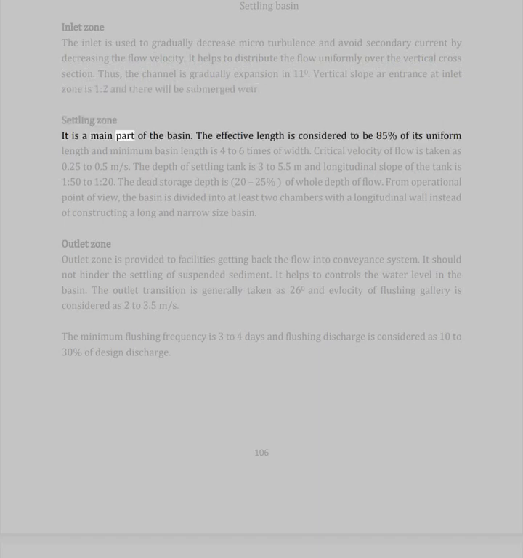Settling zone. It is the main part of the basin. The effective length is considered to be 85% of its uniform length and the minimum basin length is 4 to 6 times the width. Critical velocity of flow is taken as 0.25 to 0.5 meters per second. The depth of the settling tank is 3 to 5.5 m and the longitudinal slope of the tank is 1:50 to 1:20. The dead storage depth is 20 to 25% of the whole depth of flow.